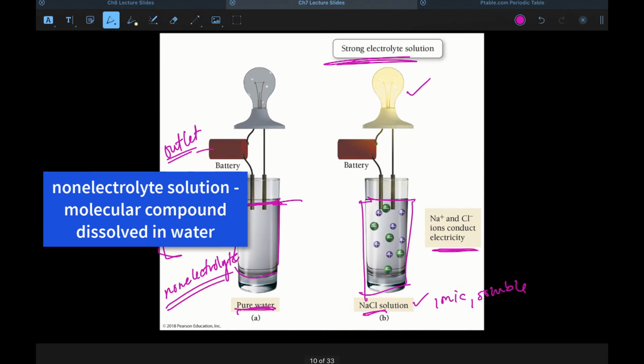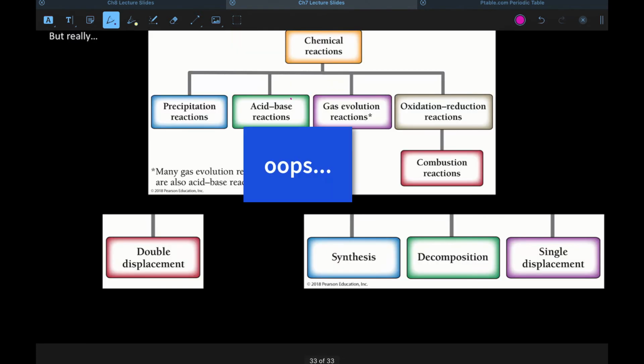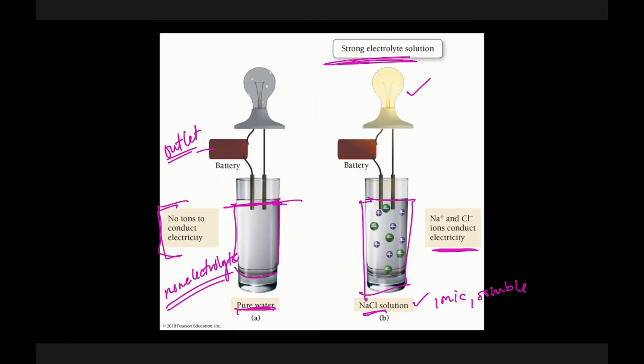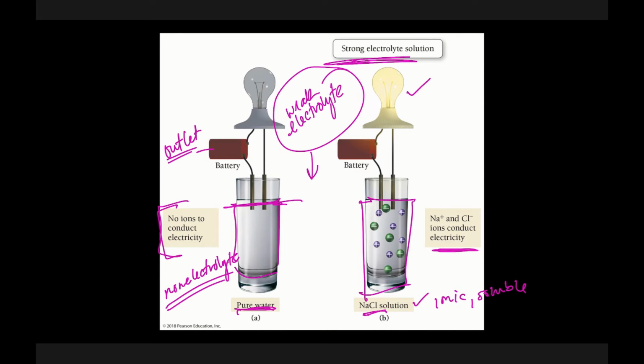A non-electrolyte solution conducts little to none, okay? And then there's actually a place in between, which would be referred to as a weak electrolyte solution, which would fall somewhere in the middle. Where a non-electrolyte conducts little to none, a strong electrolyte solution conducts very well, and then we have weak electrolyte solutions where we dissolve something in water and it ionizes just a little bit.